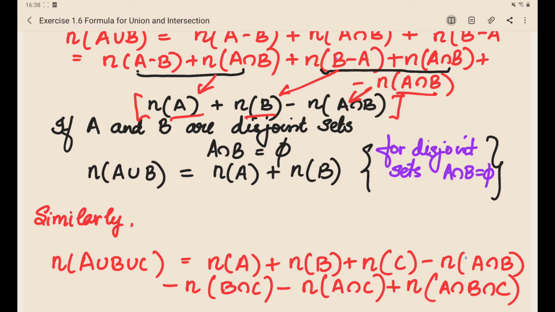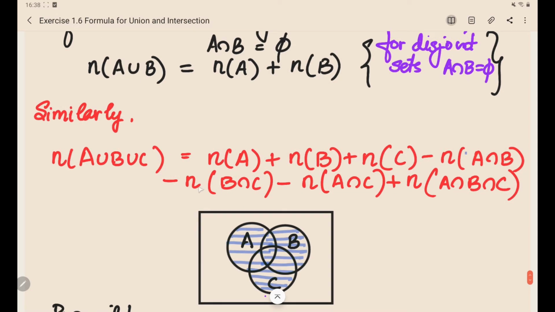We have just done two sets so far. Now let's discuss the union of three sets, that is n of A union B union C. The formula is n of A plus n of B plus n of C, minus n of A intersection B, minus n of B intersection C, minus n of A intersection C, plus n of A intersection B intersection C. What is this n of A intersection B intersection C? That is the middle portion here. This middle portion is the number of elements common to all the sets A, B and C.